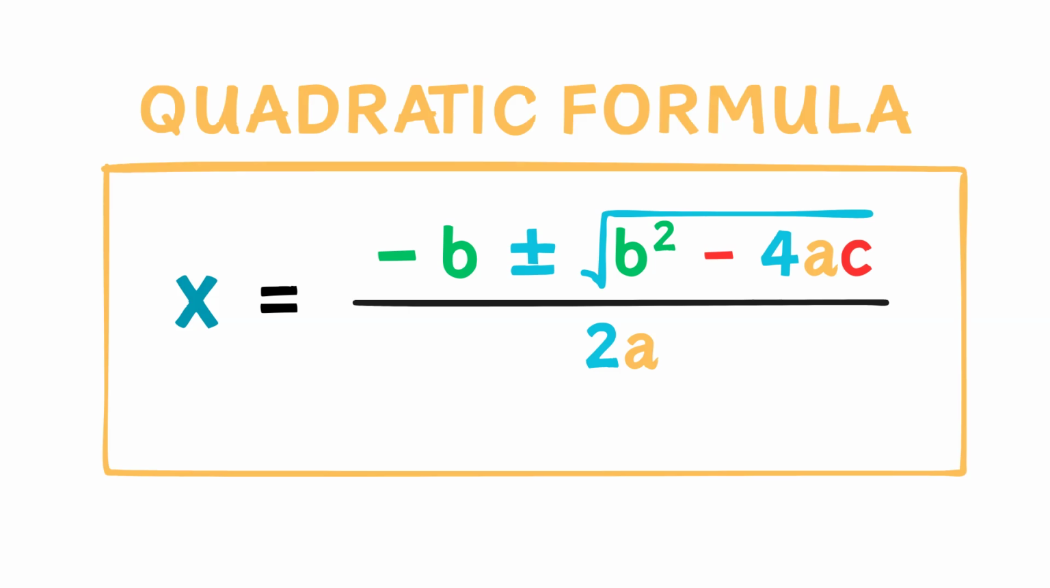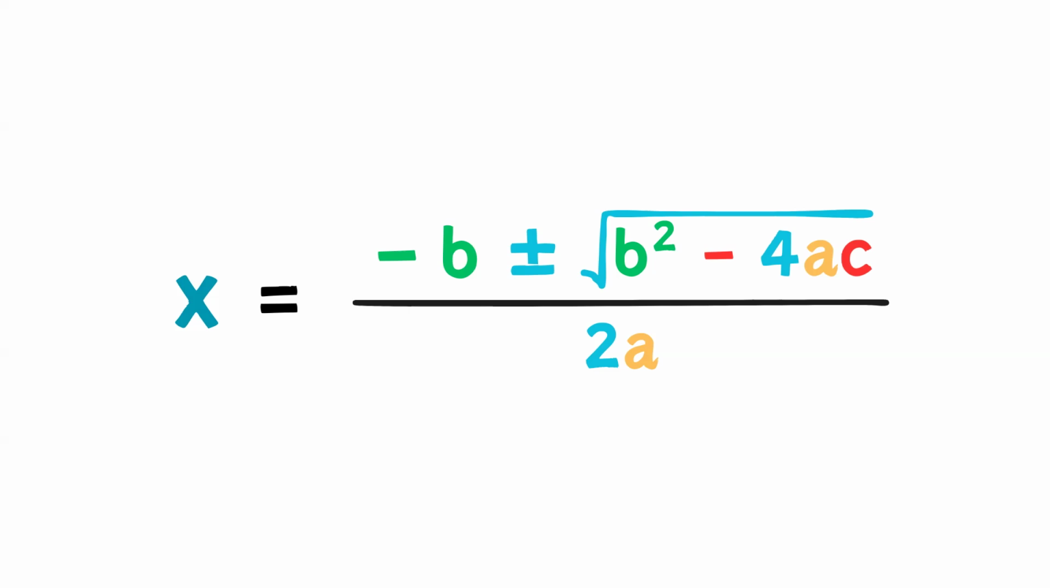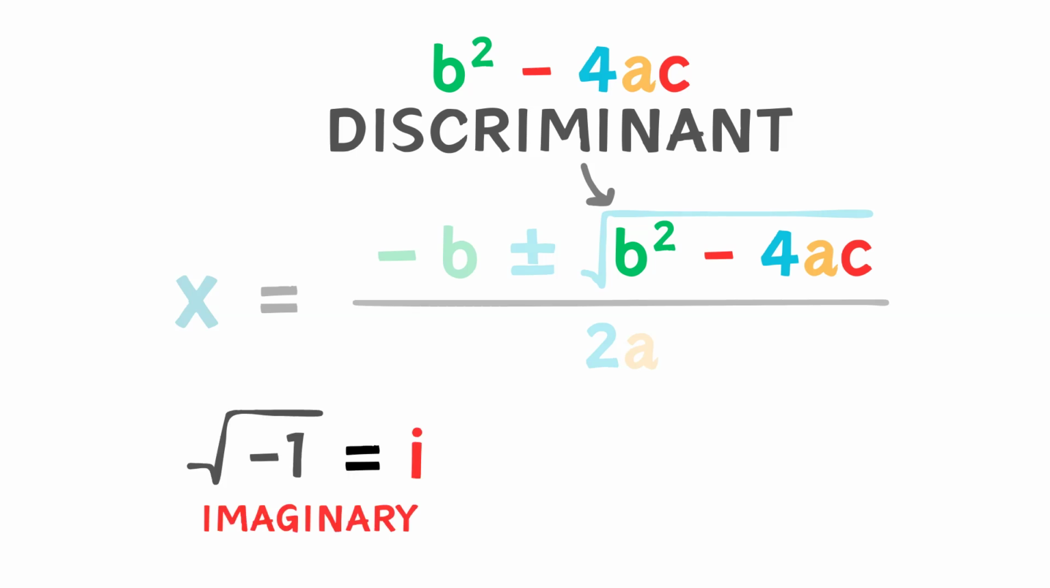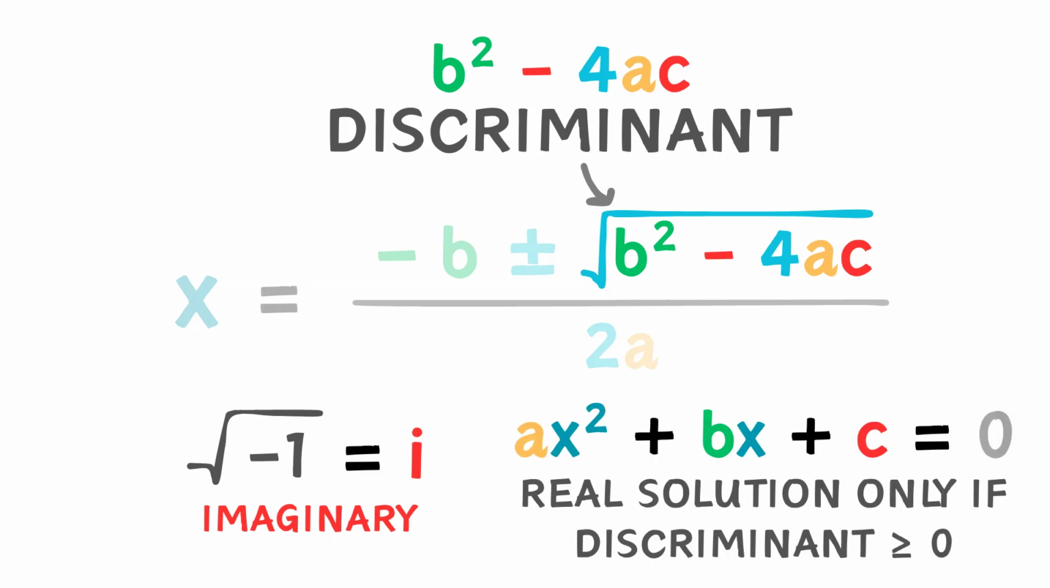Before we see this powerful formula in action, I want you to look at the expression under the square root, b squared minus 4ac. This is called the discriminant, and it can tell us whether or not a quadratic has real solutions. As you know, the square roots of negative numbers aren't real numbers, they're imaginary numbers. So since we're dealing with the square root of b squared minus 4ac, the discriminant must be greater than or equal to 0 in order for the quadratic to have a real solution.